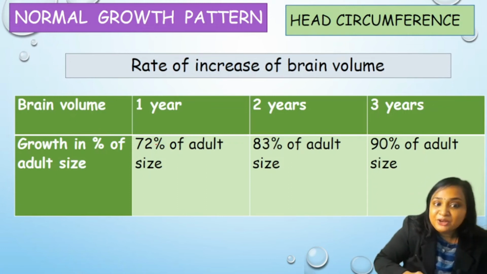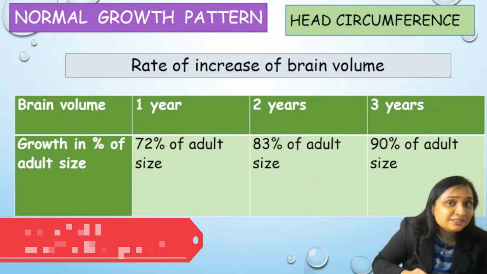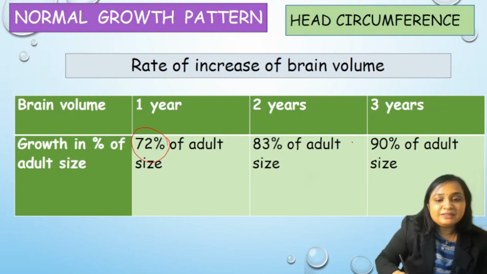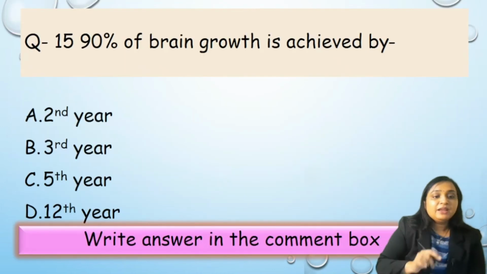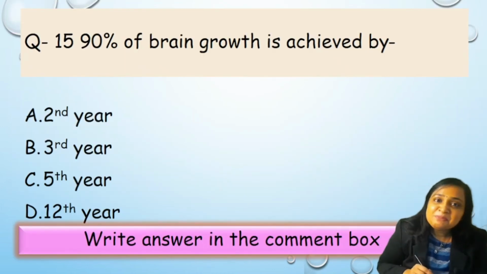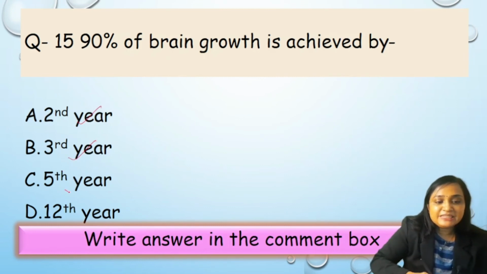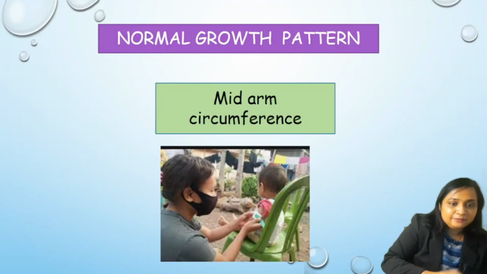How does the brain grow? This has already been discussed, and we have also solved one MCQ on it. If you have not gone through it, I suggest you please go through series 1 and the MCQ keys. By 1 year, 72% of the adult size, and by 3 years, 90% of the adult size is achieved. So question number 15, 90% of the brain growth is achieved by A, second year, B, third year, C, fifth year, or D, 12th year.